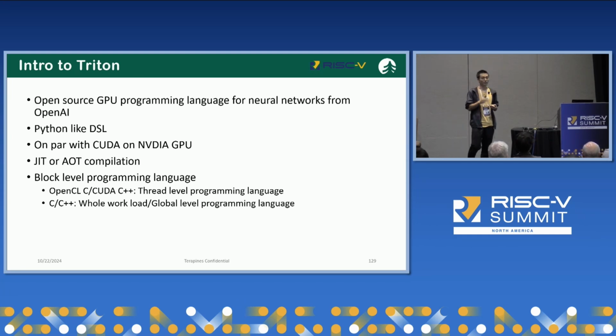The main difference between Triton and other programming languages is that Triton is a block-level programming language, while OpenCL C and CUDA C++ are SIMT programming languages. OpenCL C and CUDA C++ program for a single thread, but Triton programs for a tiled loop. You explicitly program for the tiled loop and let the compiler choose the best mapping between the whole workload and the tiles. That's the main difference between Triton and the other programming languages.